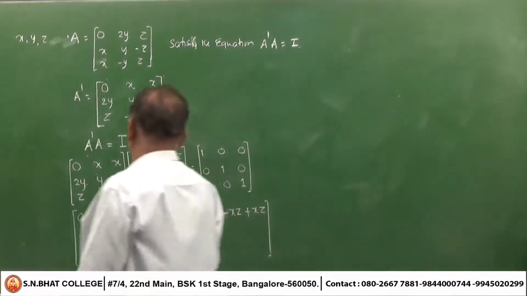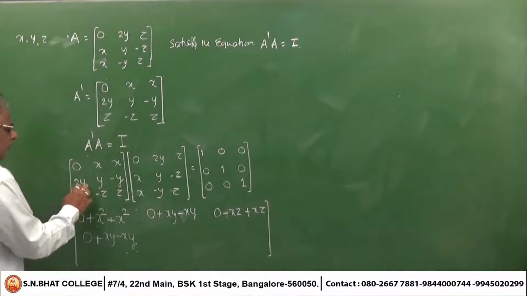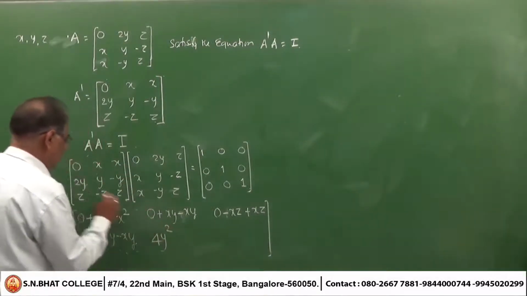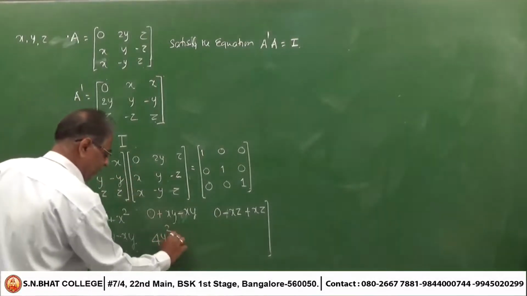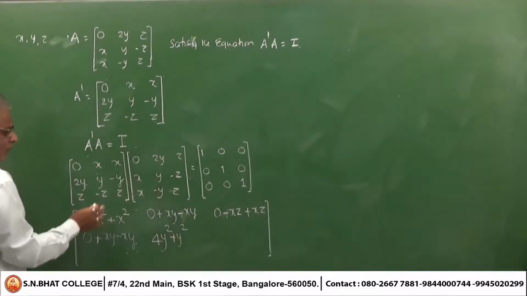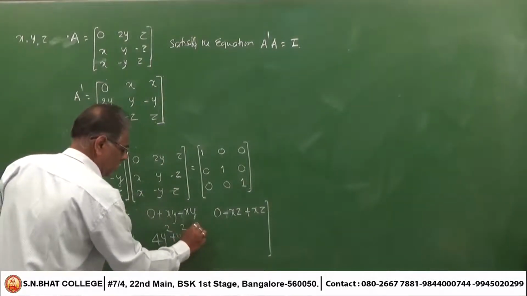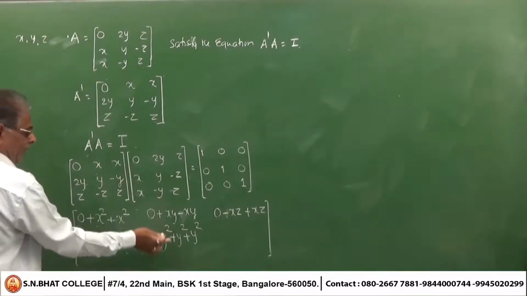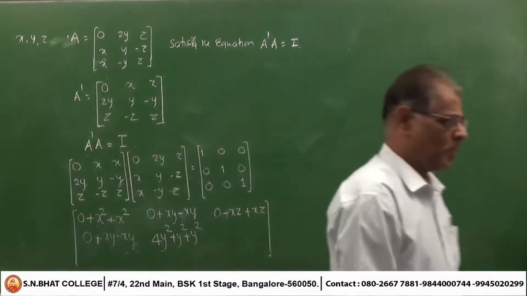Now second row, second column. 2y into 2y is 4y square, plus y into y is y square, minus y into minus y is plus y square.